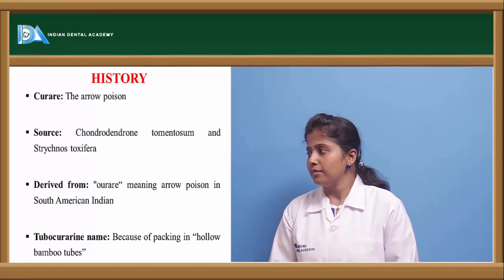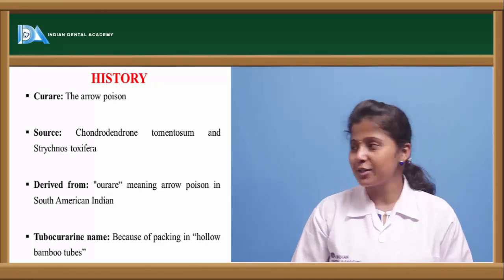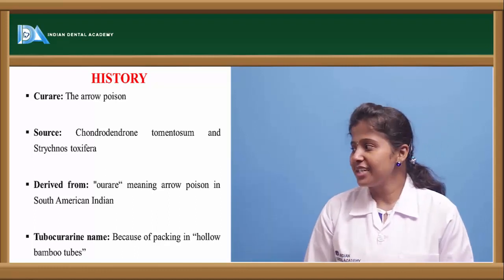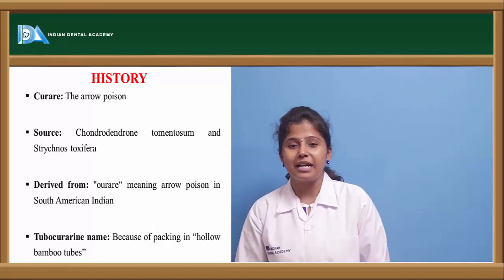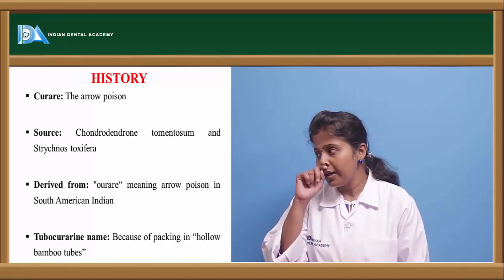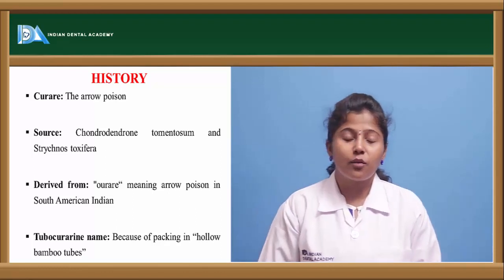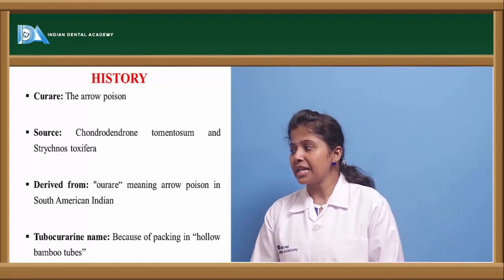Chondrodendron tomentosum, and the other one is Strychnos toxifera. These are the two plants from which the curare compound is derived, and the name comes from a word called urari. Urari means arrow poison.